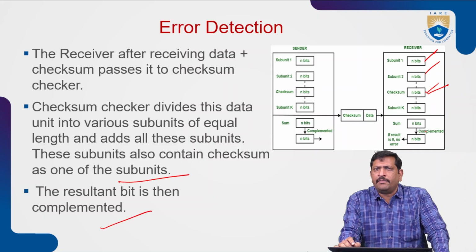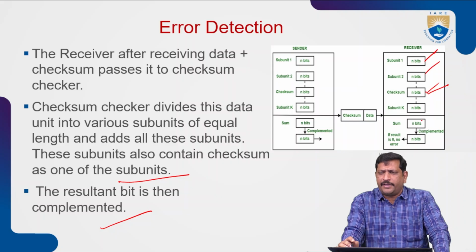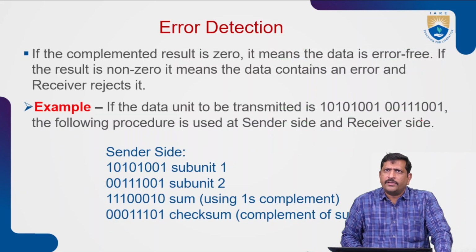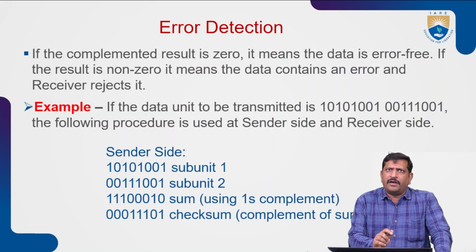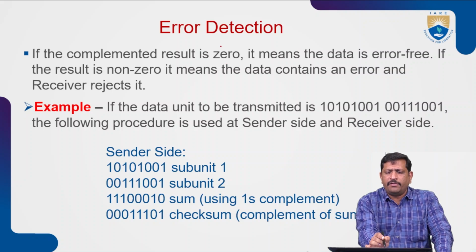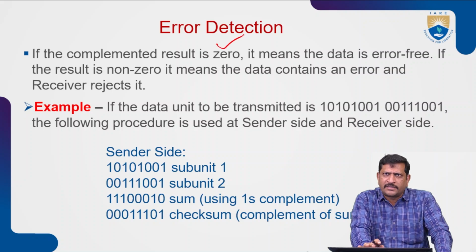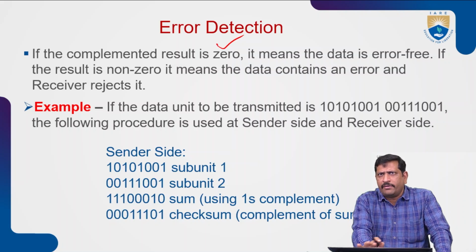If the complemented resultant bit is 0, then the data will be accepted. Accepting means there are no errors in the data, so whatever data the sender transmitted arrives without error.